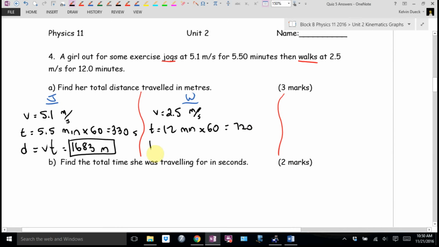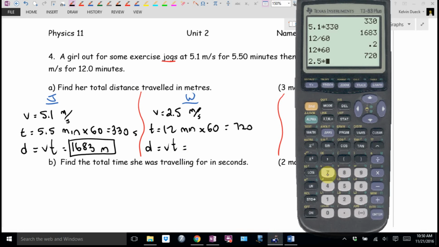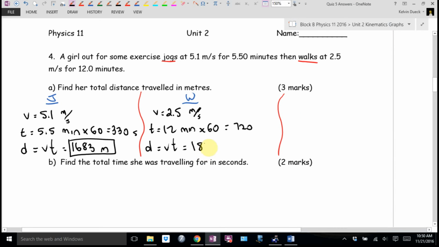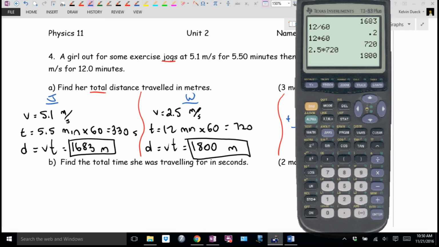And so I'm going to get D equals V times T. It's going to be 2.5 times 720. 1,800 meters. What does the word total suggest I should do? Yep. Final thing I'm going to do is go 1683 plus 1,800, and here's my total distance.